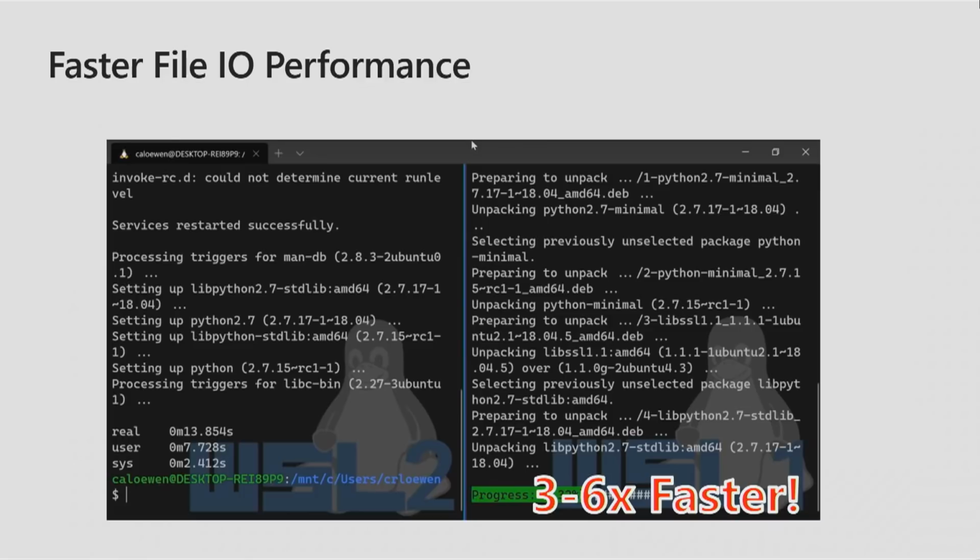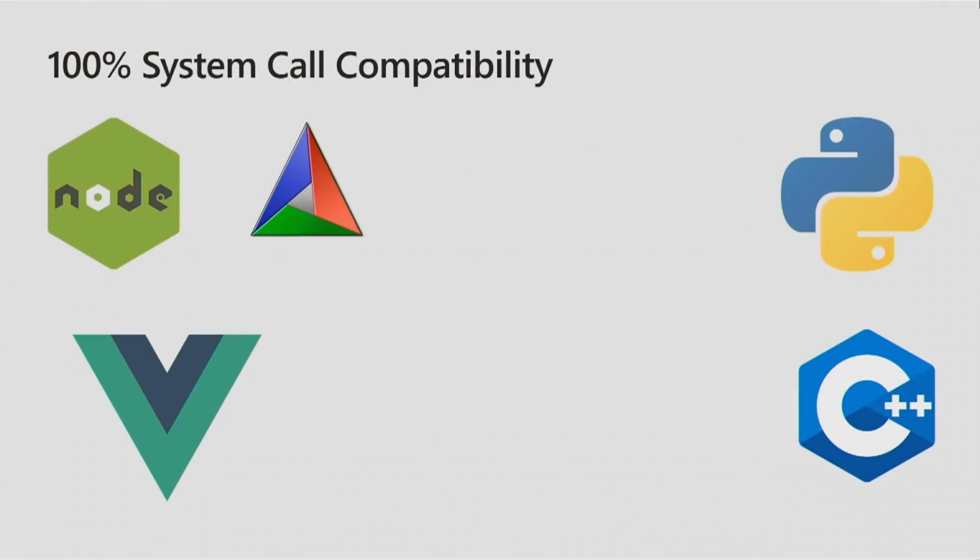And in fact, for really file I/O heavy operations like extracting a tar file, we've seen it go up to about 20 times faster, which is really an incredible difference. The other half of the story is the 100% system call compatibility. And the great thing about this is a lot of the apps that you're already used to using will now work better because all of their system calls are fully supported.